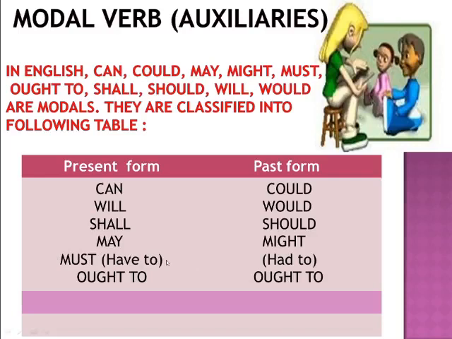However, the meaning is not so much different. It is going in a parallel way. Had to, ought to, ought to. Okay. Oughted will not be used. Ought to, ought, the same way we are using. So, just keep in mind these verbs and also their past forms.